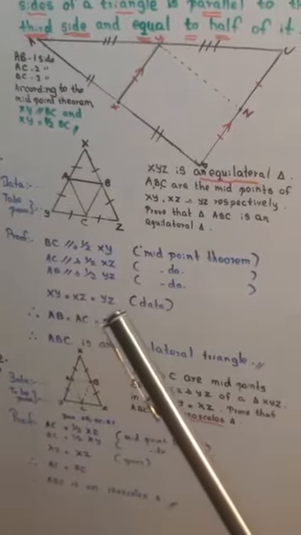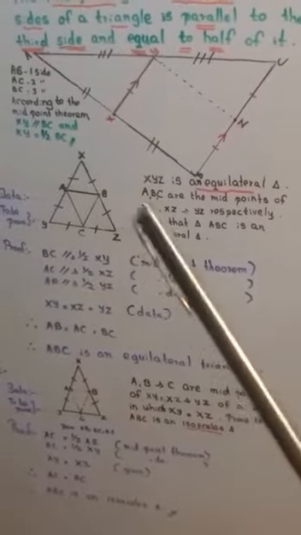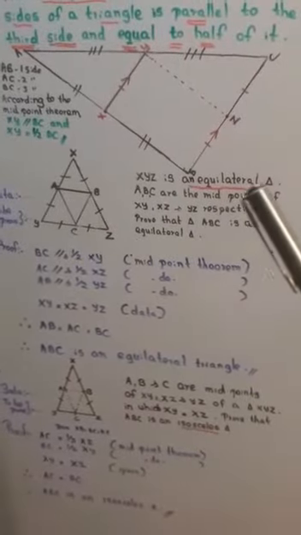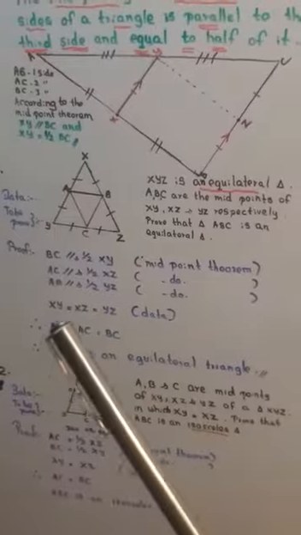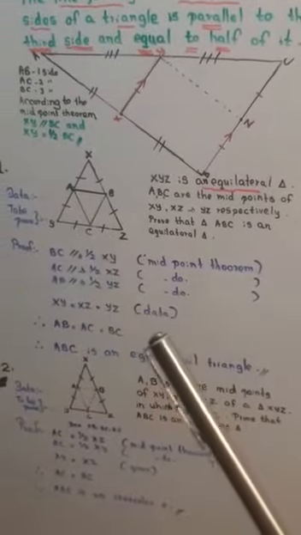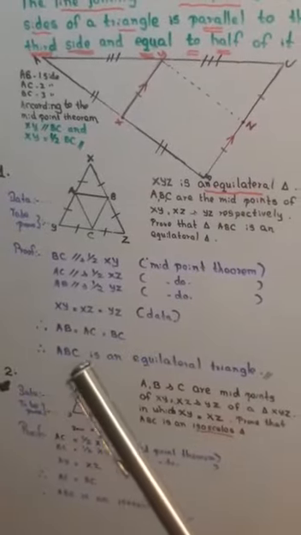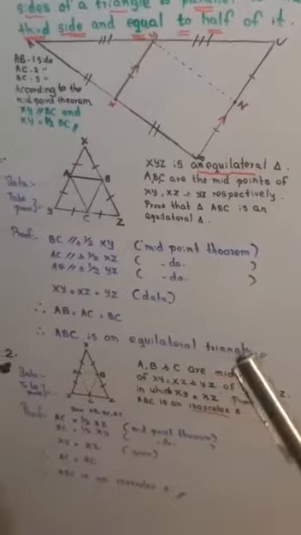XY, XZ, YZ are equal because this is an equilateral triangle. Therefore, AB, BC and AC are also equal, each half of that length. Therefore, ABC is an equilateral triangle.